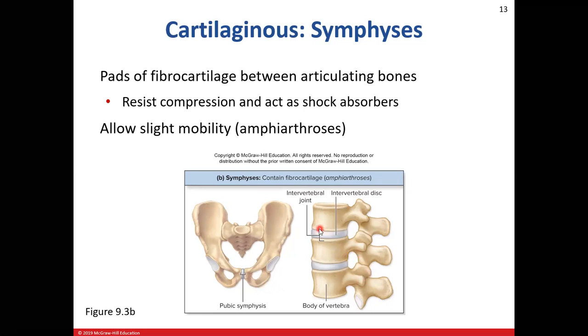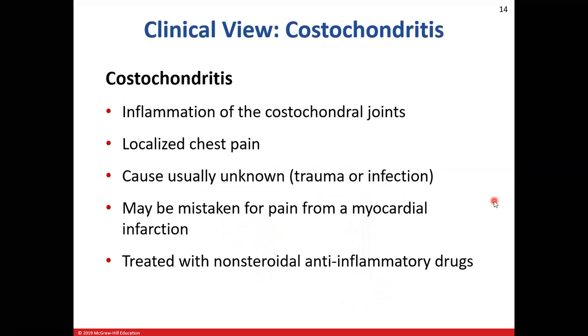And then the other place that we see this fibrocartilaginous pad in a symphysis joint really is going to be in between your vertebrae. And this is going to be the intervertebral disc, that fibrocartilaginous pad. So let's look at a clinical view here, and let's look at costochondritis. With costochondritis, obviously knowing the term, costo refers to the ribs, chondritis refers to the cartilage, and itis itself refers to inflammation. So when we say costochondritis, we basically are indicating that we have inflammation here.